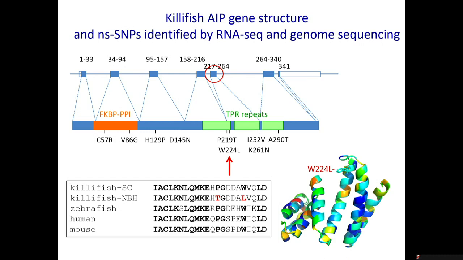And homology modeling of the killifish AIP protein predicts that these residues are important for maintaining the structural stability of this alpha helix. So we're in the process of introducing each of these SNPs individually into zebrafish so that we can test their function, because we don't want to wait 5 years to introduce them into sensitive killifish.